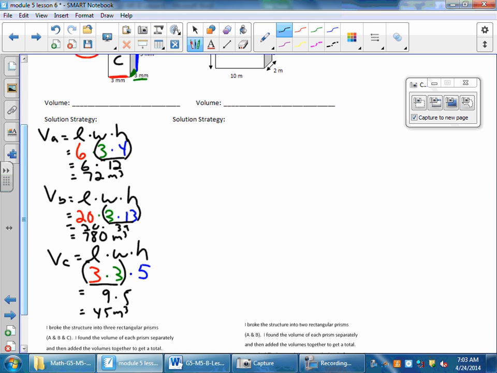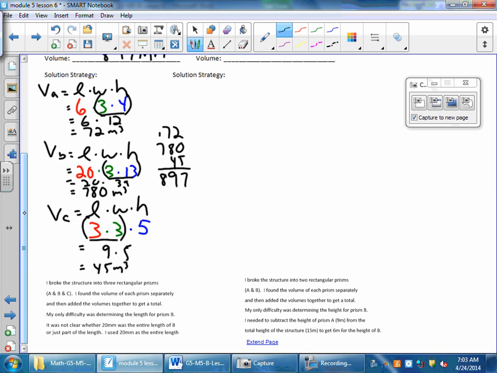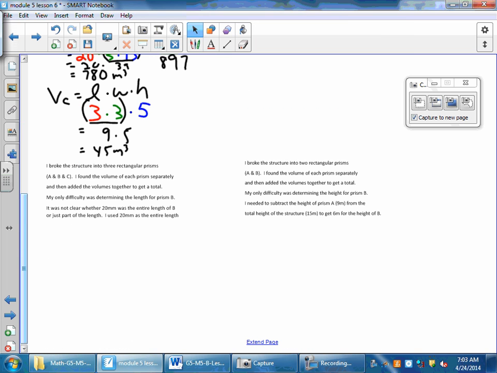So I would have to put all 3 together. 72 plus 780 plus 45 to get a total of 897 cubic millimeters. My solution strategy is down below. I broke the structure into 3 rectangular prisms, A, B, and C. I found the volume of each prism separately and then added the volumes together to get a total. My only difficulty was determining the length for prism B. It was not clear whether 20 millimeters was the entire length of B or just part of the length. I used 20 millimeters as the entire length.